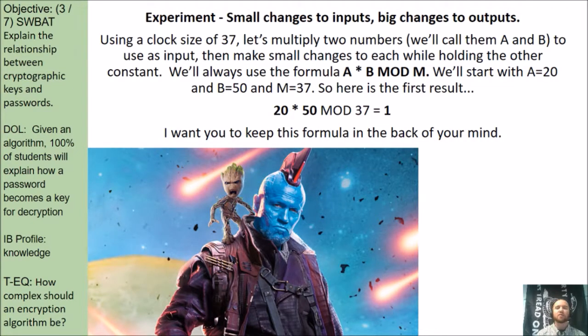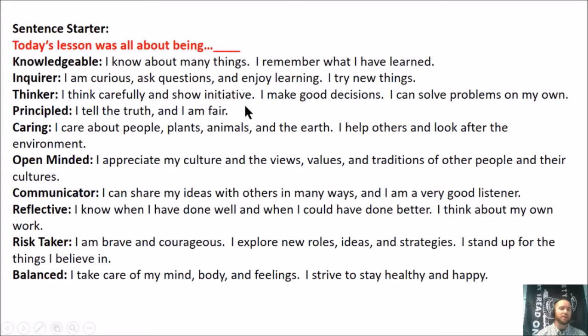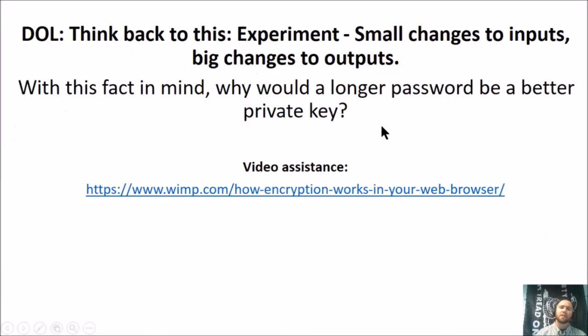So I want you to keep this formula in the back of your mind as we move forward. It was a pretty heavy math day, but for the sake of learning cryptography and how things are kept secret on the internet, go ahead and choose one of these IB profiles that the lesson was a characteristic of. And then here you go with a DOL, thinking back to this phrase that small changes to inputs will have large changes to outputs. I want you to answer, why would a longer password be a better private key?